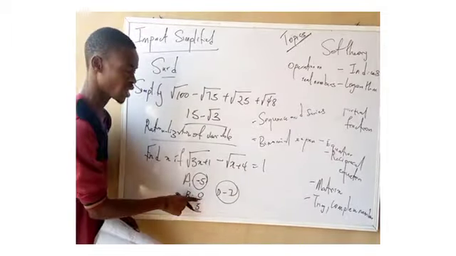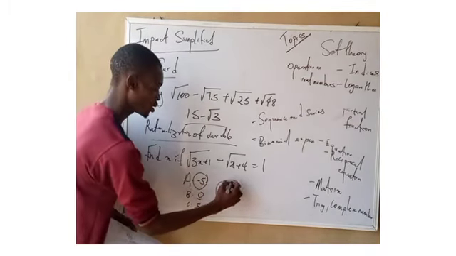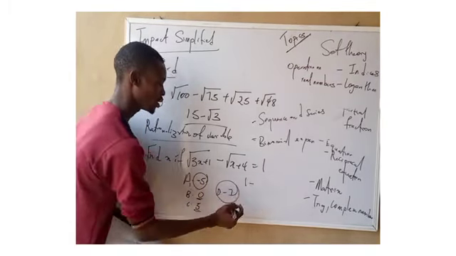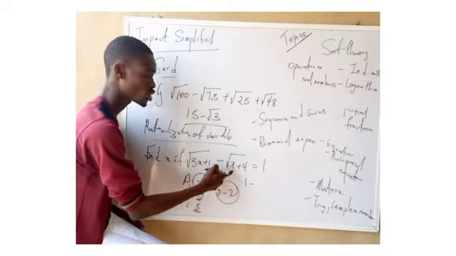So test for 0. Insert your x as 0. That will give us the square root of 1. What is the square root of 1? 1. Insert your x as 0 here, what do we have? The square root of 4.